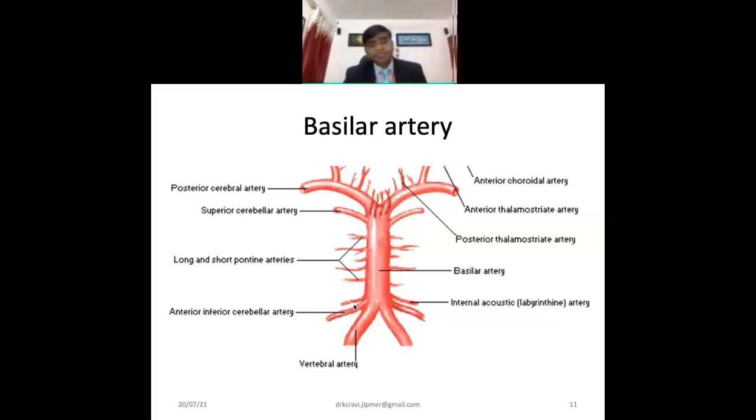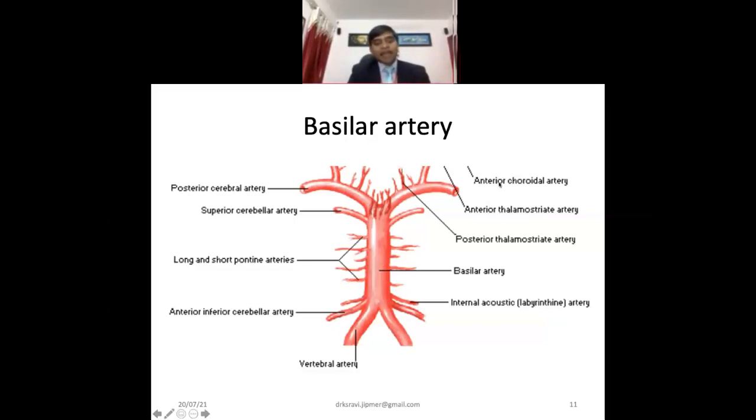cerebellum. Then, this is the labyrinthine artery, when we see over here. It arises either from the basilar artery or from the anterior inferior cerebellar artery. Once it arises, it goes into the internal ear and supplies the internal ear. This labyrinthine artery, or the internal acoustic artery, is an end artery. There will be no further branching over there.